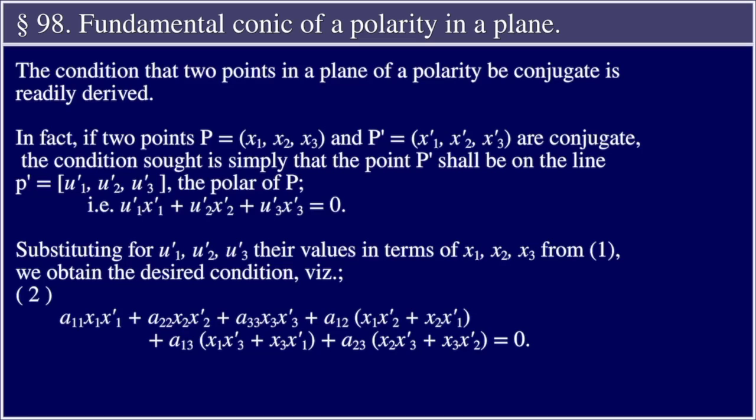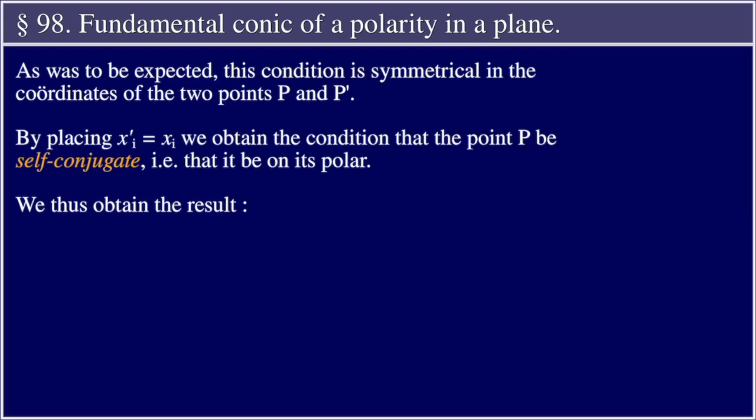we obtain the desired condition, namely equation (2): a11 x1 x1 prime plus a22 x2 x2 prime plus a33 x3 x3 prime plus a12 times the quantity x1 x2 prime plus x2 x1 prime plus a13 times the quantity x1 x3 prime plus x3 x1 prime plus a23 times the quantity x2 x3 prime plus x3 x2 prime equals 0. As was to be expected, this condition is symmetrical in the coordinates of the two points P and P prime.